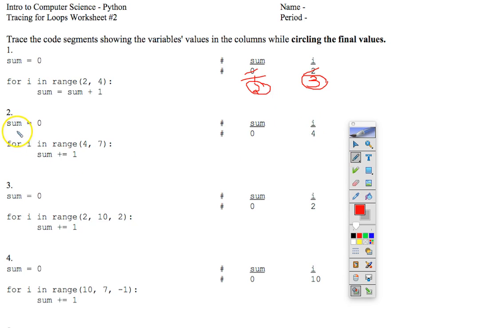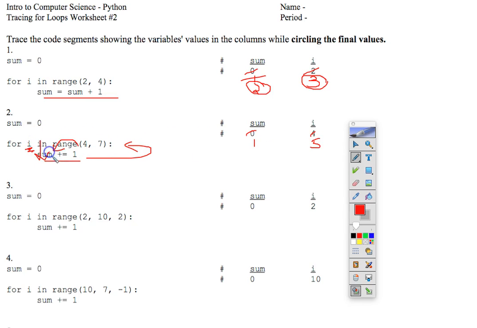Moving on, number 2, exercise 2. Sum equals 0, and I starts at 4, and now we do sum plus equals 1. That's just a shortcut way of writing the same line of code that we had here. So sum plus 1, well, sum is 0, and 0 plus 1 is 1. So we add 1 to sum, just like before. We loop back up to the top. I increases, or steps, by 1. It bumps up to 5.